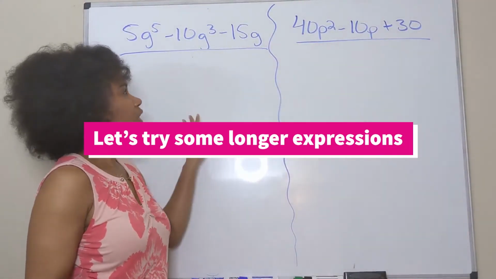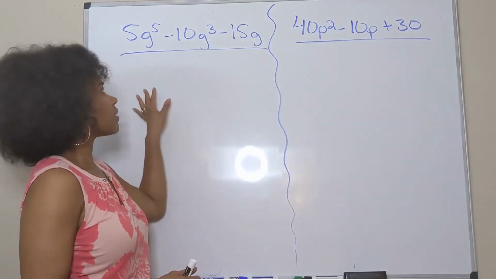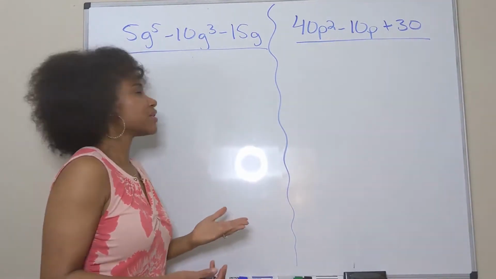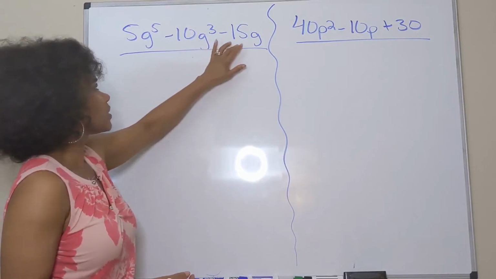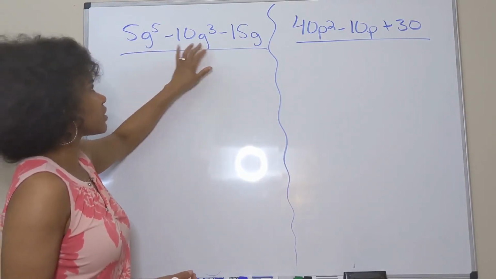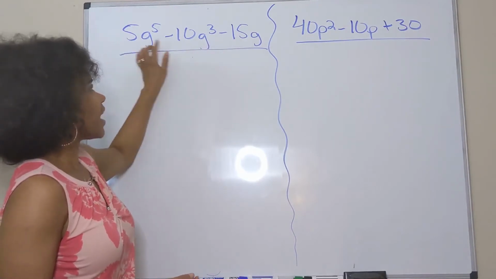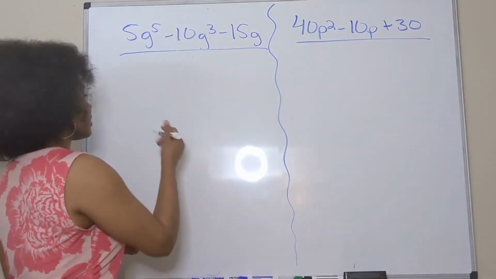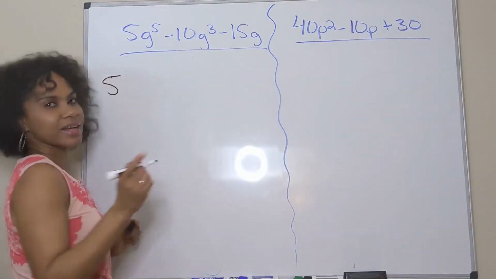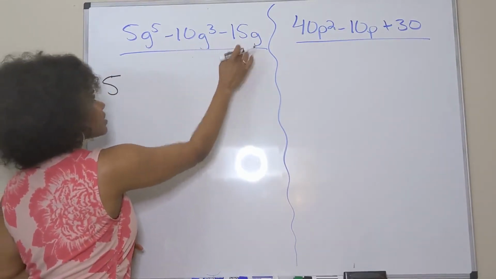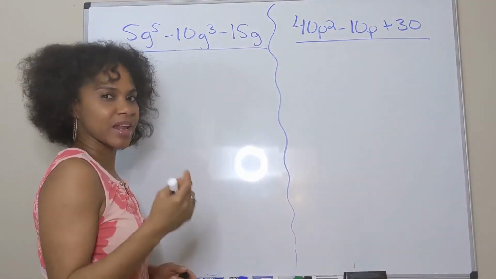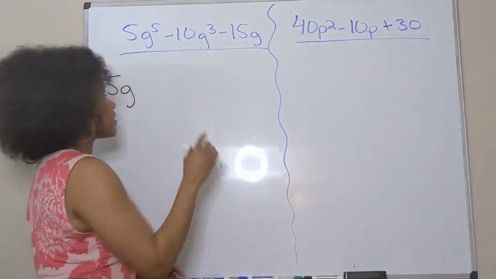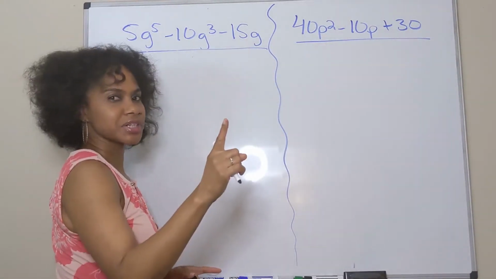So let's try these two problems here. Let's factor these expressions. They both have 3 terms, and they're a little longer. They have more variables. So we have 3 different terms here: 5g to the 5th minus 10g to the 3rd minus 15g. Between 5, 10, and 15, they have a greatest common factor of 5. But that's not it, because each of them has at least 1g. So again, I'm taking out that lowest exponent. This has an exponent of 1, so I can factor out one of those g's, because each one of these has at least 1g in common.